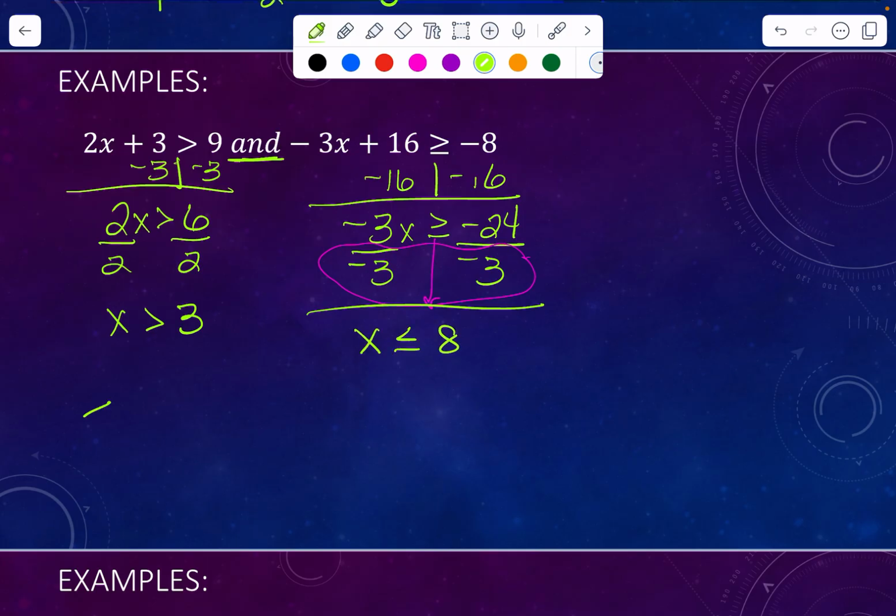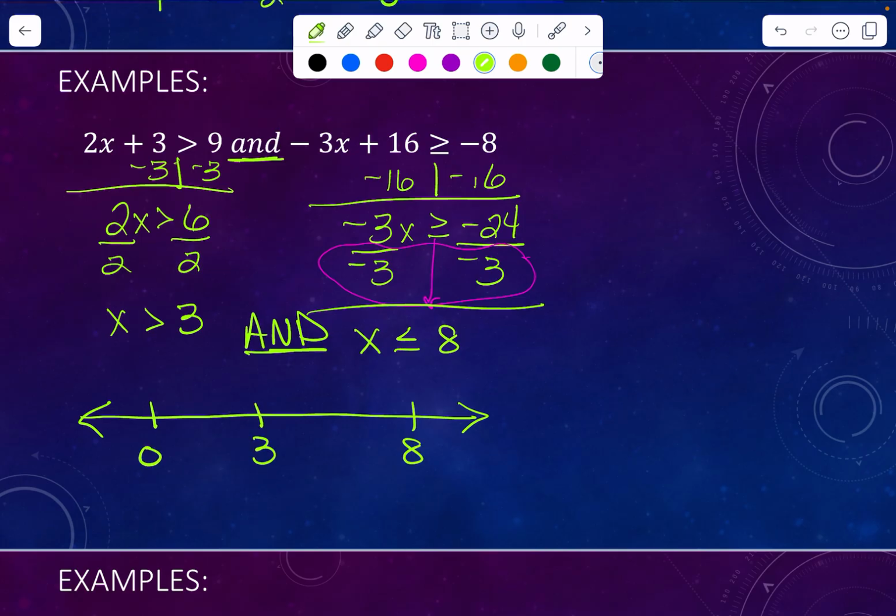So now when I go to graph it, if you read this, it says x is greater than 3, but it's less than or equal to 8. So I'm going to put 0 on the left side, 3, 8. It would be closed at 8. It would be open at 3, and it would be the space in the middle.